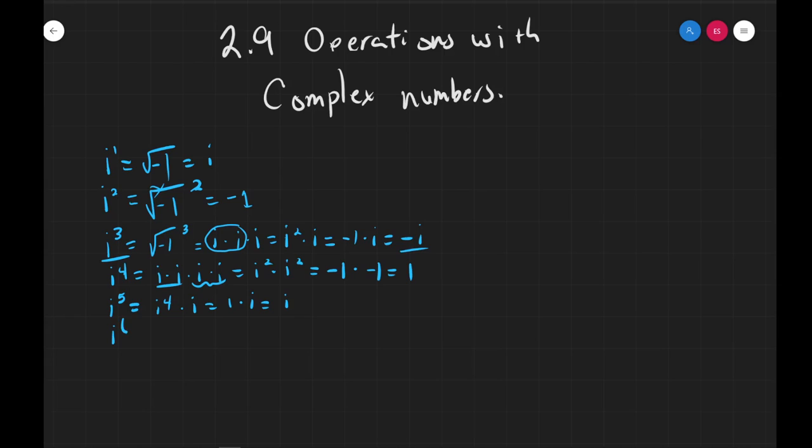Take a second and see if you can come up with what i to the sixth is going to be. Okay, hopefully you worked out that i to the sixth was going to be -1. Try and figure out i to the seventh. Or excuse me, i to the seventh is going to be -i. Whoopsie daisies. i to the eighth. Take a second, figure it out. It's going to be just 1 again.